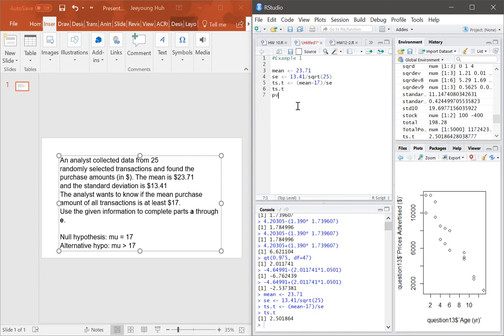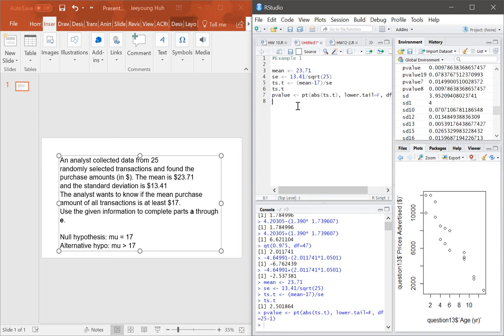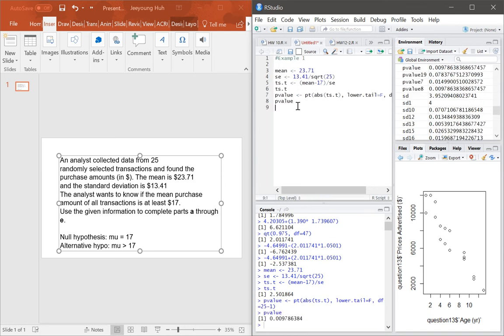Okay, so our p-value function is pt, the absolute value of the test statistic, comma, and since it's not a two-sided test, we're going to do that. And then degrees of freedom. So how do we find degrees of freedom? It's just n minus 1, which is 25 minus 1, which is 24. And so we're going to run that. And so the p-value is this number right here.